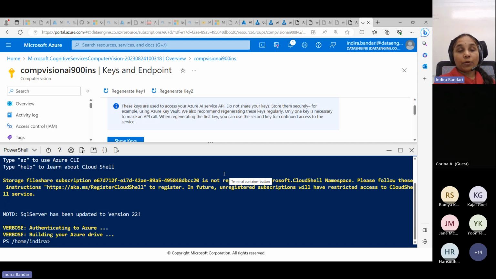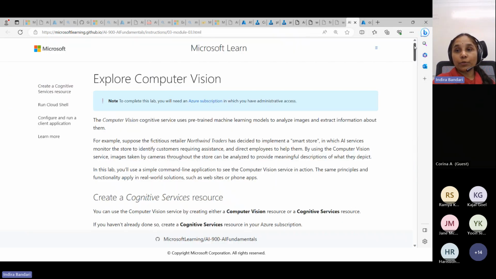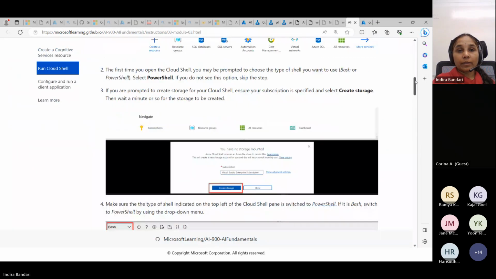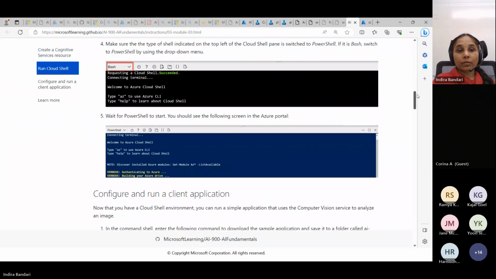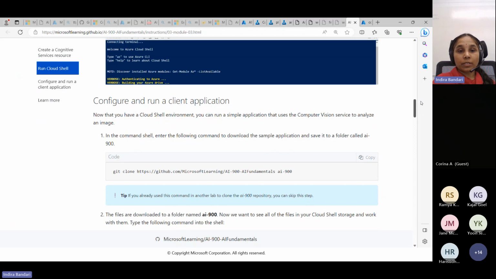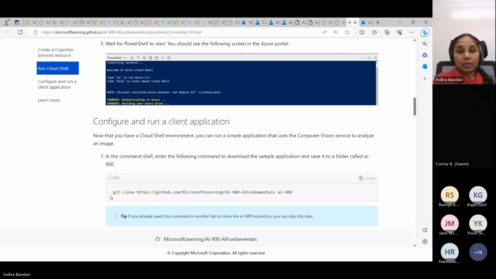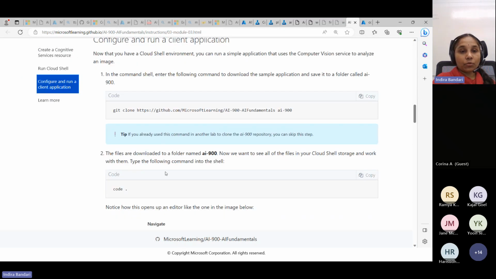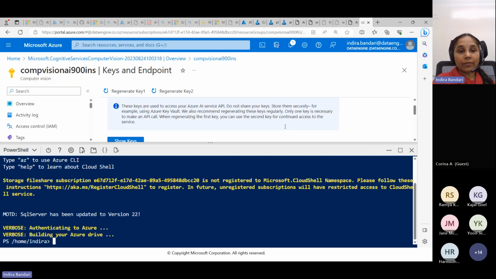Now, since we have created, at least I have created, I don't know whether you have deleted the resource group. If you haven't deleted the resource group, you might still be having the AI900 that we downloaded using this command. See this one. Using this command. So let's check whether we have that. So just copy this one, code dot, second one, and let's check.